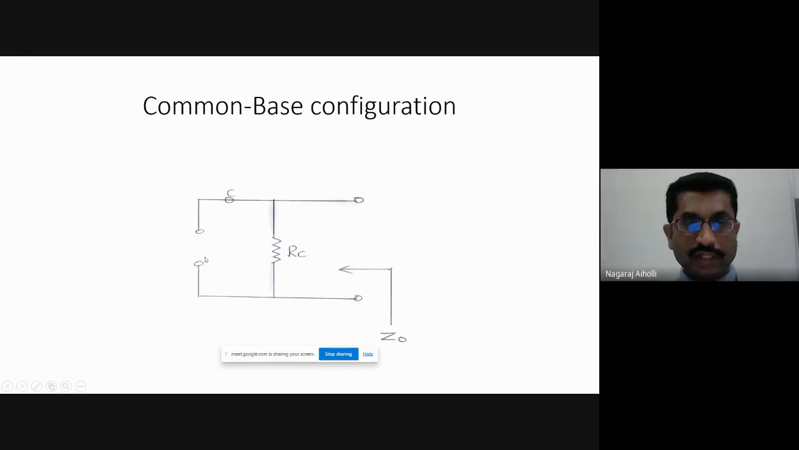Because this is an open circuit here, only RC is present. There is no path here. The only path is from the output terminal through RC and back to the ground. Therefore, Z naught will be equal to simply RC, because this is an open circuit. The path goes from the output positive terminal through RC, then back to the negative terminal. Therefore, the output impedance Z naught is only RC.